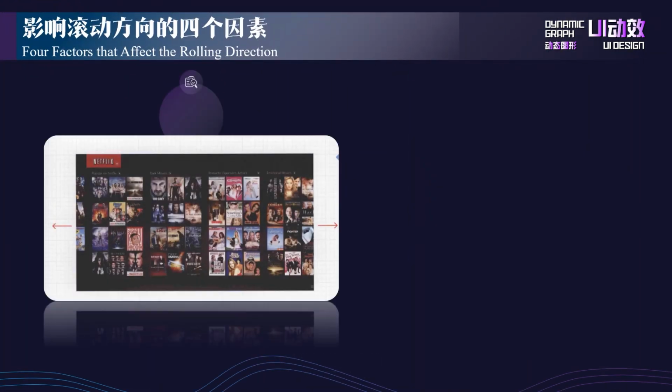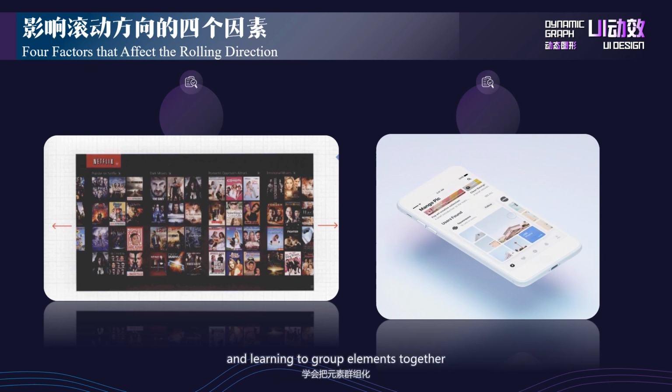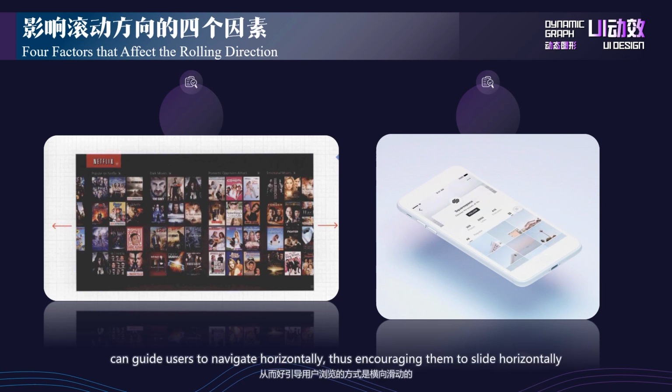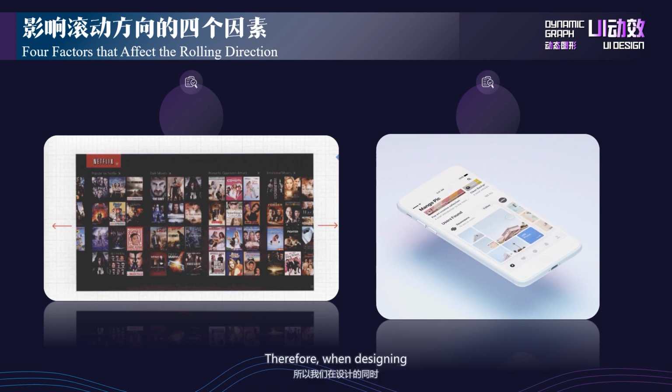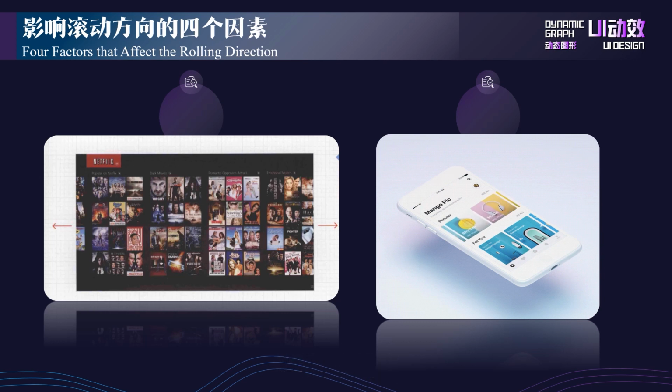Look at this case. By setting spacing to separate groups of elements and learning to group elements together, the natural eye movement that is formed can guide users to navigate horizontally, thus encouraging them to slide horizontally. Therefore, when designing, it is important to pay attention to setting different spacing between overall content and between elements. This helps users better perceive the scrolling direction.